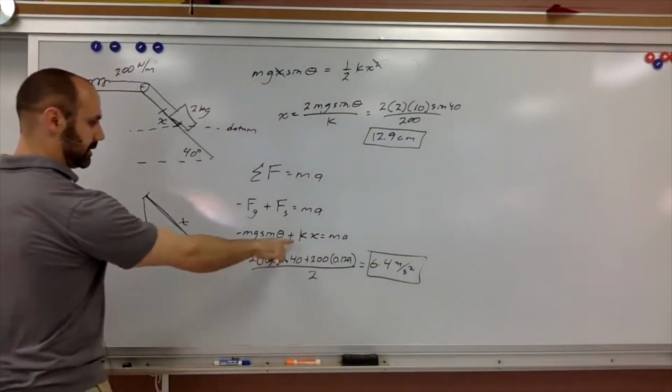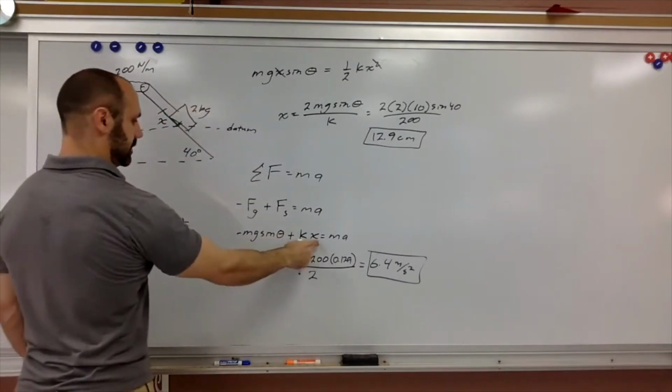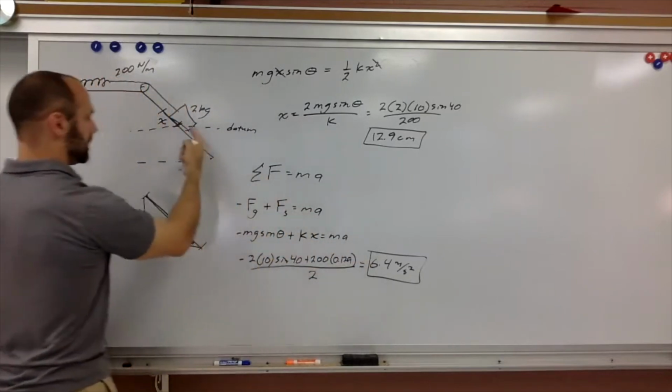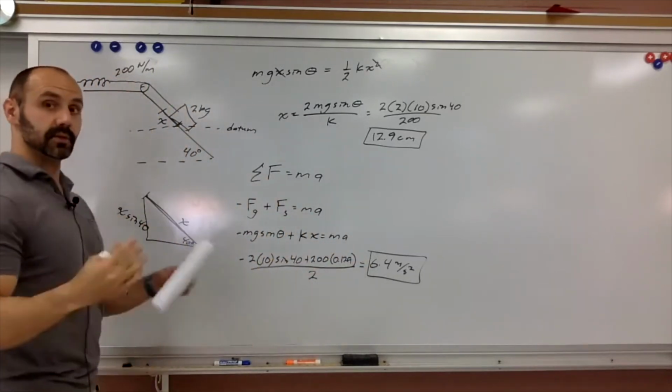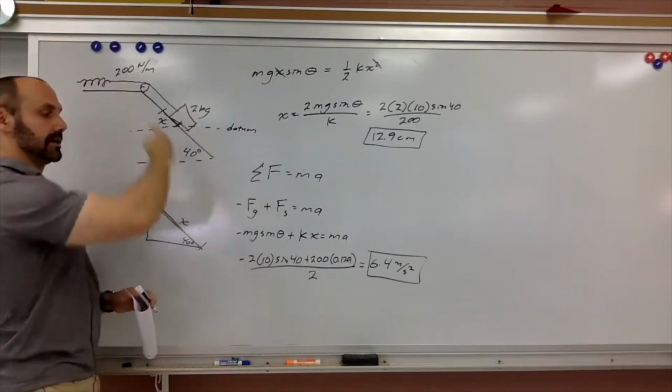And since I made the negative direction down, this force is positive, pulling up, so my acceleration is in the same direction as that force, up. Because what's happening? This box is coming to a stop and then changing direction and going back up that way.